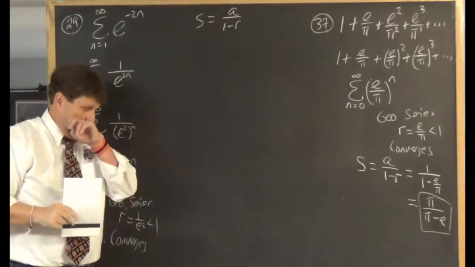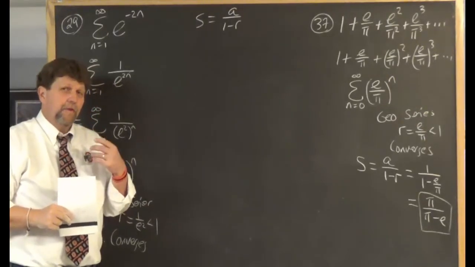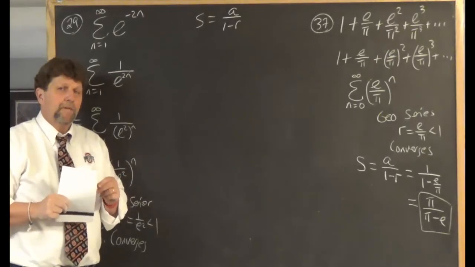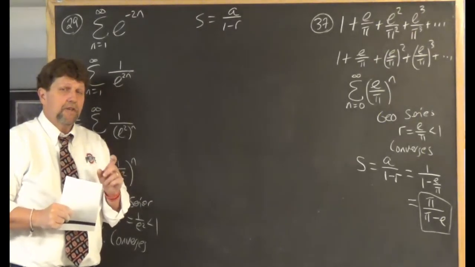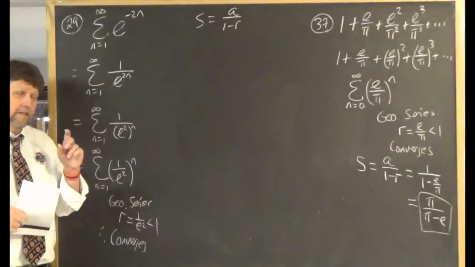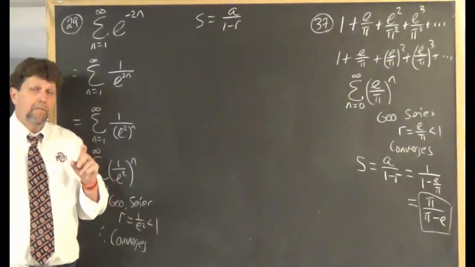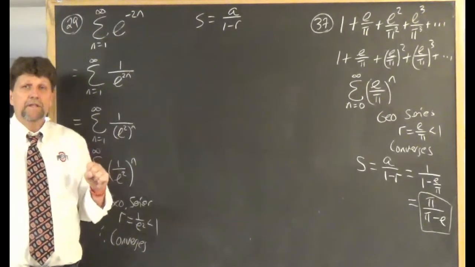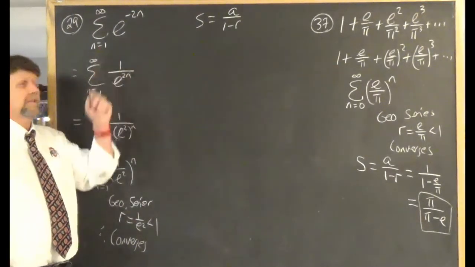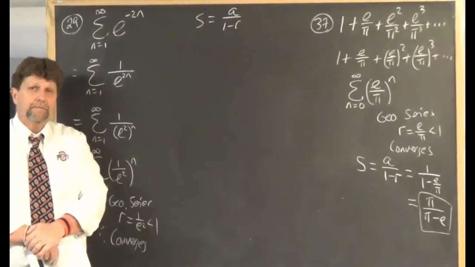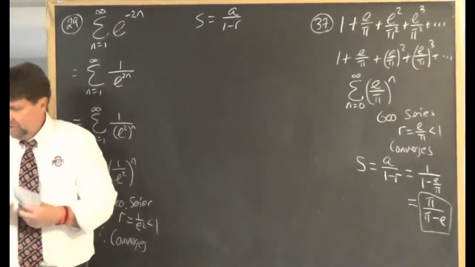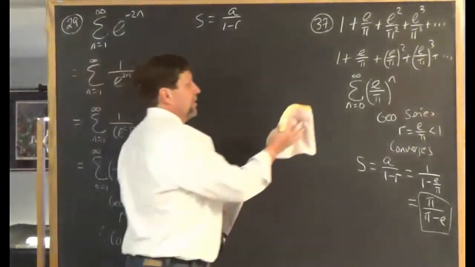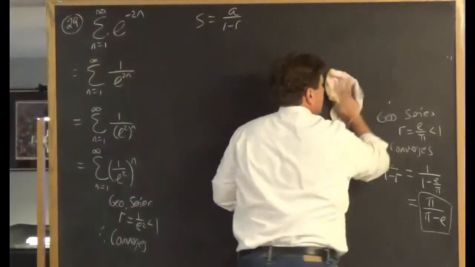But here's where things get a little tricky with this geometric series. That formula, a over 1 minus r, to find the sum of a convergent geometric series, is only true if you're starting at a value of n equaling 0. This is starting at n equals 1. So let's look at the difference. It's subtle, but yet it's pretty important. So I'm going to erase 37.